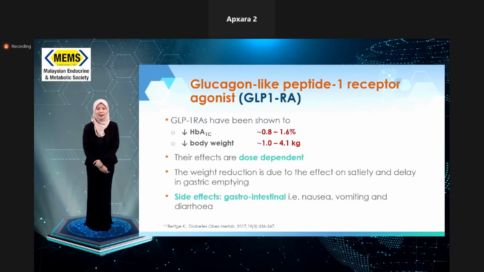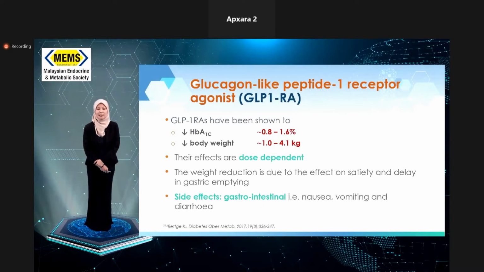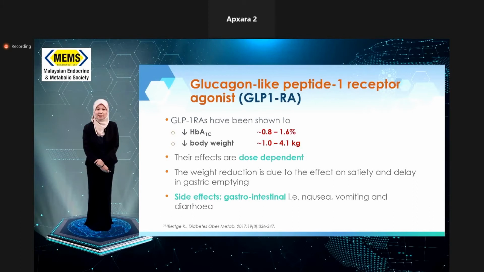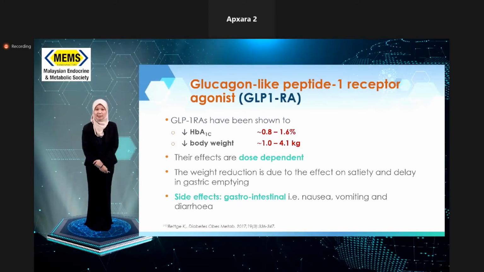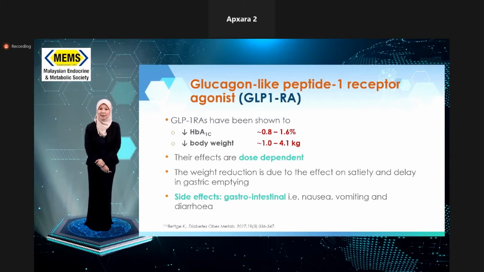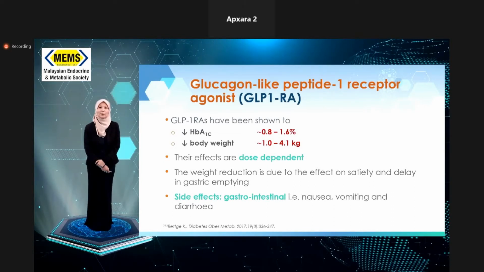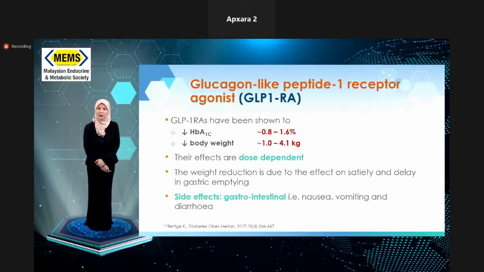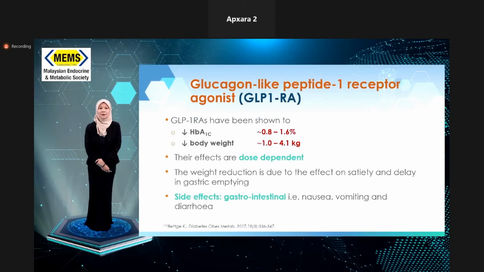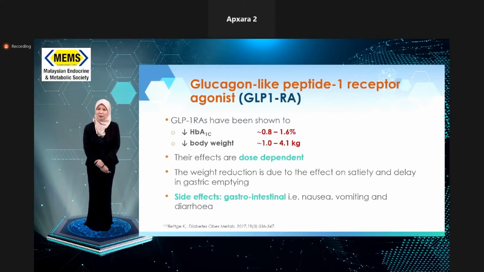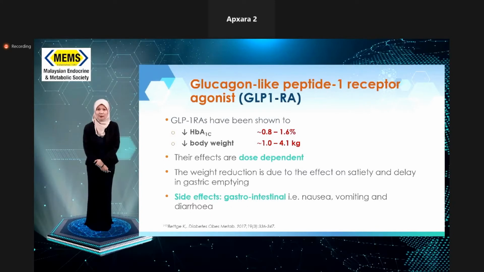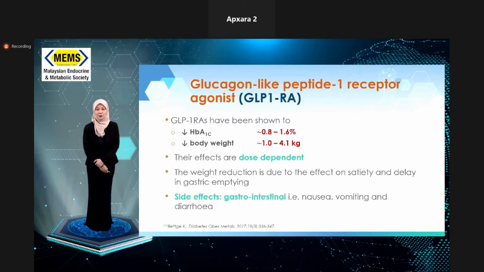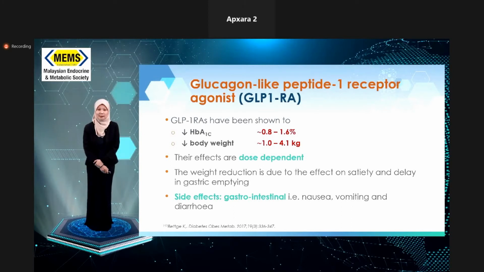Some of the updates in the CPG include some information on GLP-1 receptor agonists, including the fact that the efficacy involves lowering of HbA1c between 0.8 to 1.6% and lowering of body weight from 1 to up to 4.1 kilograms. However, the effects are dose-dependent, and the weight reduction is mainly due to an effect on satiety and delay in gastric emptying. The side effects, of course, are predominantly gastrointestinal, including nausea, vomiting, and diarrhea.